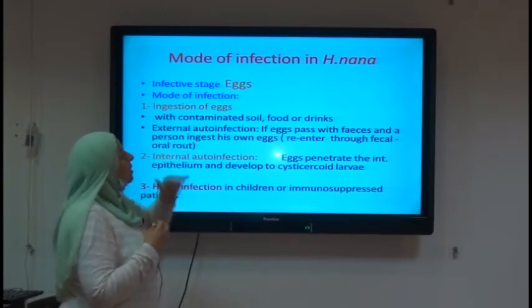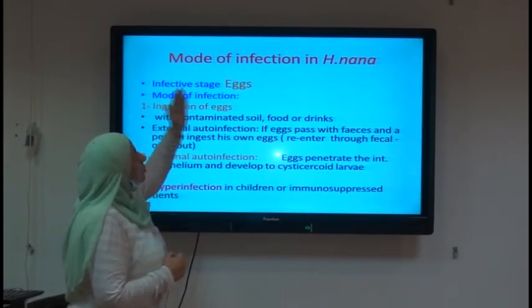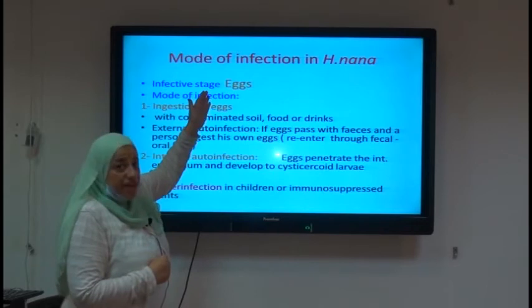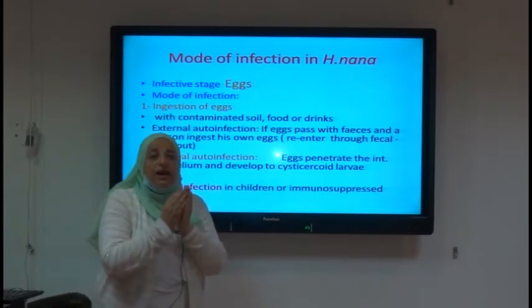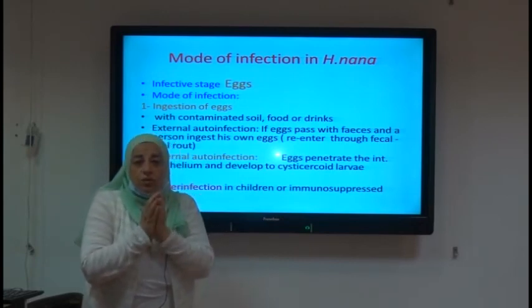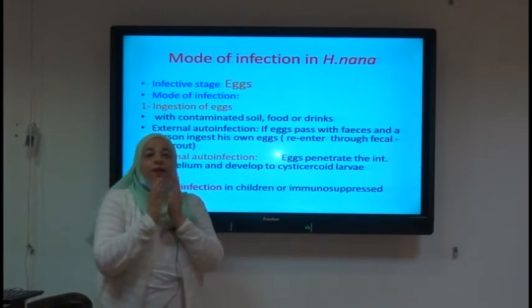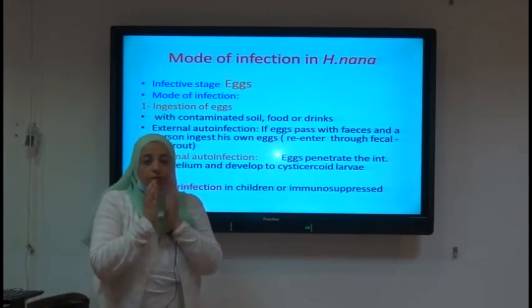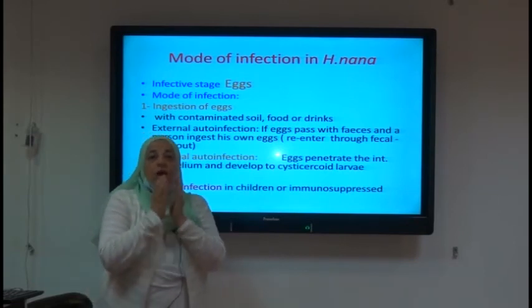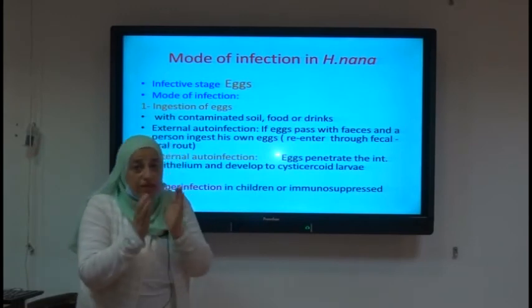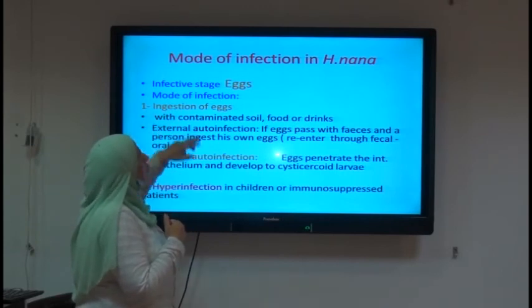So to summarize the mode of infection with Hymenolepis nana, the infective stage is the egg, the mature egg with its characters. If I ask you what is the infective stage for Hymenolepis nana, you have to describe it. All right, you have to describe the features or main characters of the infective stage, and that applies to all parasites. The mode of infection is the ingestion of eggs.